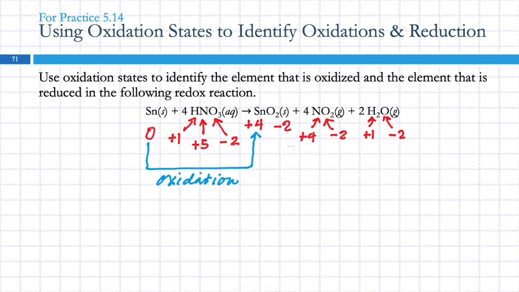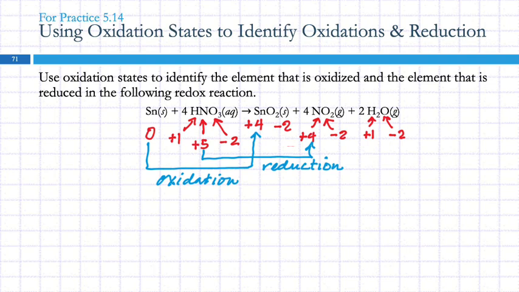Whoops. So if there's oxidation, there's got to be reduction in there somewhere as well. What element goes from a higher oxidation state to a lower oxidation state? Nitrogen. Nitrogen goes from +5 to +4. So that's reduction. What about everybody else? If you go through and check them, they are all staying the same.